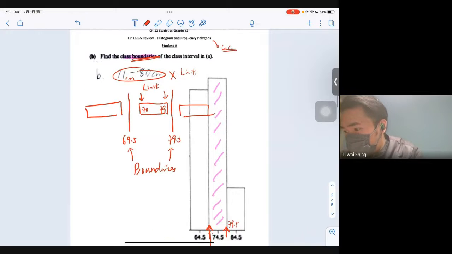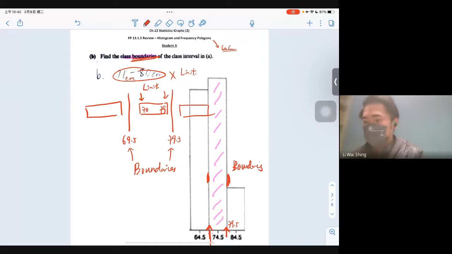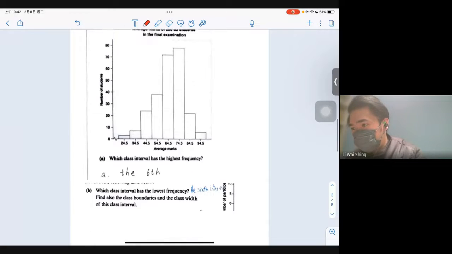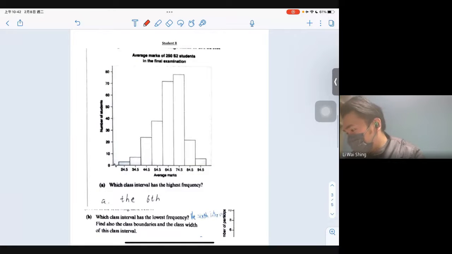All the middle points here are the boundaries, and the class limit is inside the class. So if it is clear, then we move on to the second one. The second one is an interesting one.